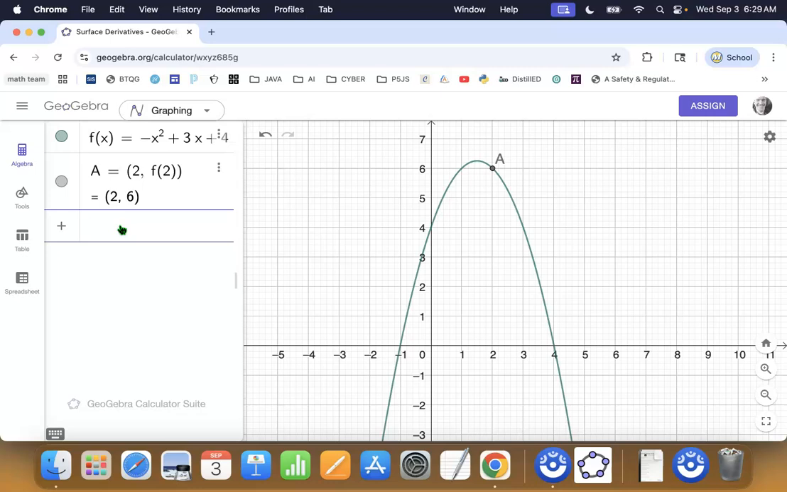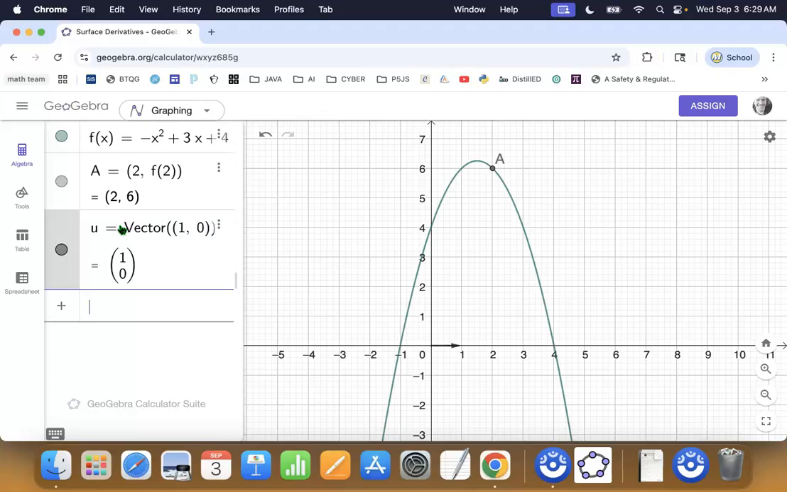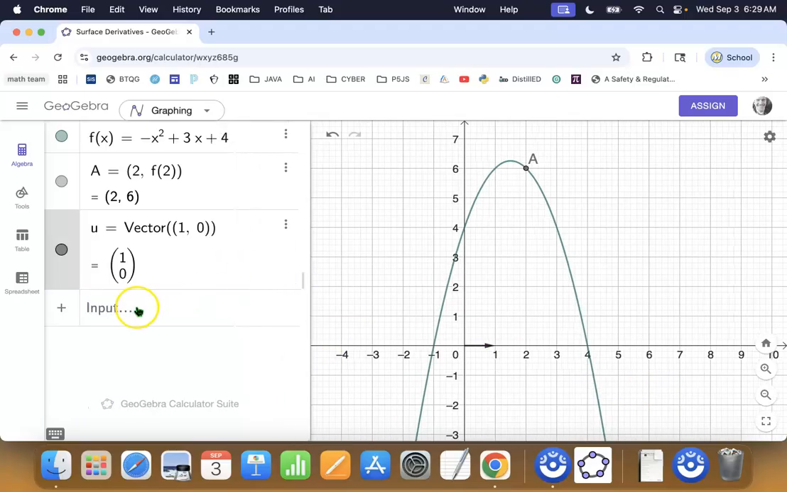And I need a direction to kind of move from that point A, and it's usually expressed as a unit vector. And in a two-dimensional surface, the only unit vector we have is the vector 1, 0. So this is the direction I'm going to move. Now, I'm going to move in that direction, but I want to take a very, very, very small step from A to another point. I'm going to move to the right.